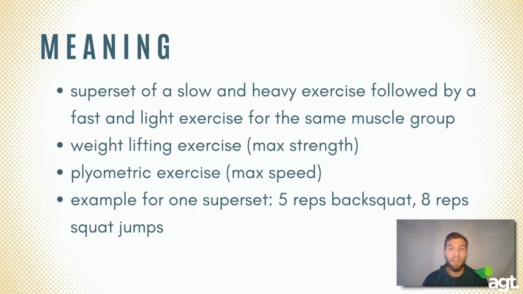By using this method of contrast training, we're basically creating a contrast of the first exercise that we're doing in the superset and the second exercise. So the first slow and heavy exercise would usually be a weightlifting exercise where we're aiming for maximal strength. And then the other exercise, the fast and light exercise, would be more focused on something plyometric, like some kind of jump, something that aims for maximal speed, maximal velocity. An example for one superset could be we're doing 5 reps of a heavy loaded back squat, followed by 8 reps of squat jumps. So both exercises kind of target the same muscle group.